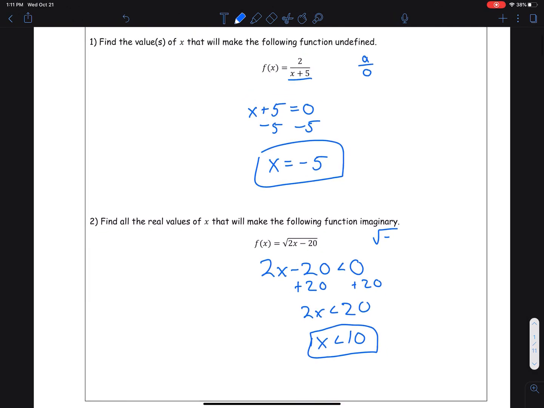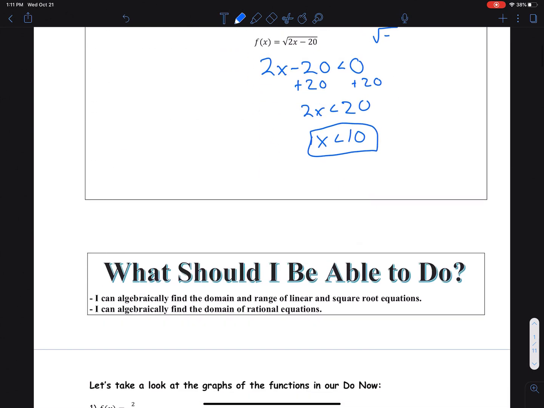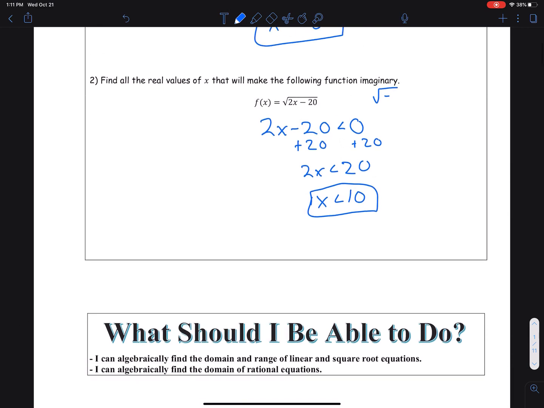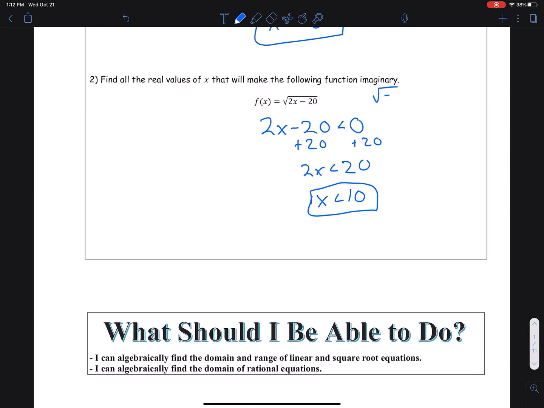This is pretty much what we're doing today, just applying it to domain and range, which is exactly what we just did. So what should I be able to do by the end of the day? I can algebraically find the domain and range of linear and square root equations, and I can algebraically find the domain of rational equations. Let's go to the next page.